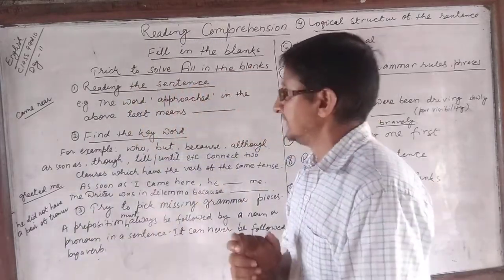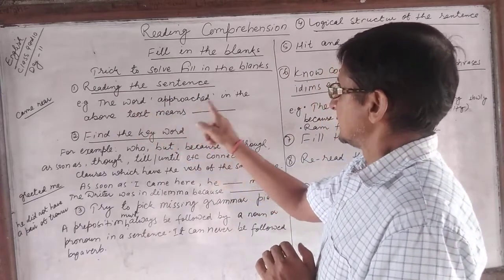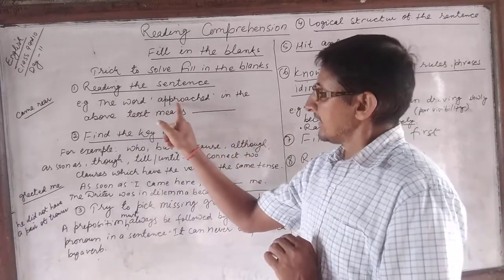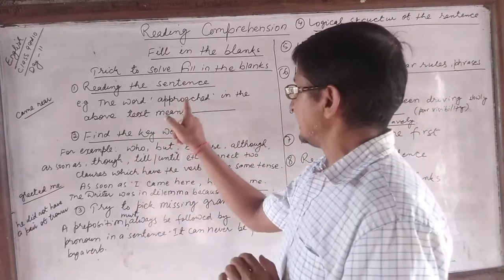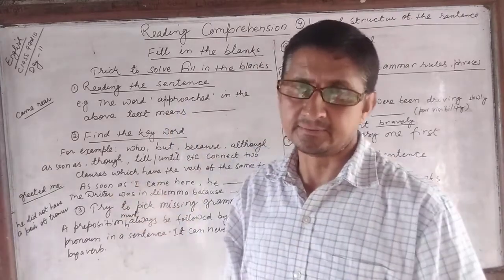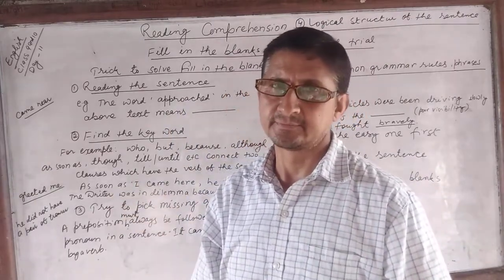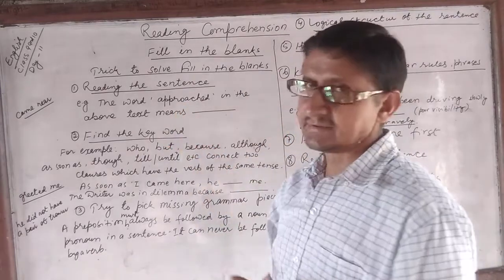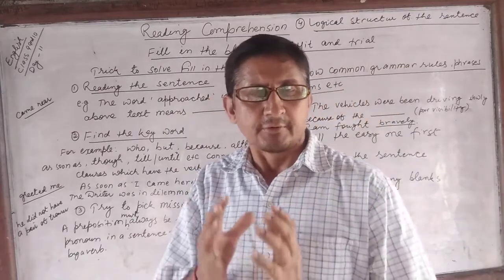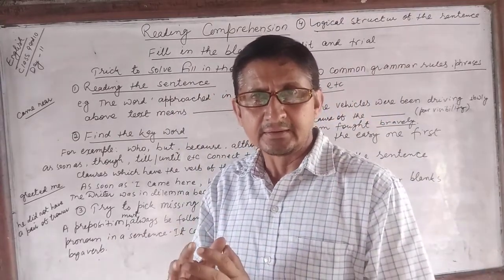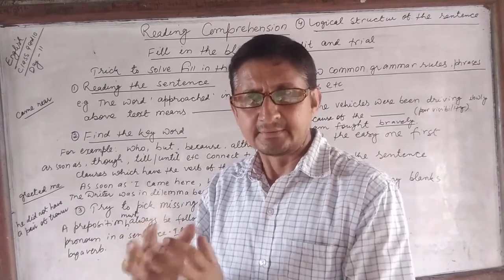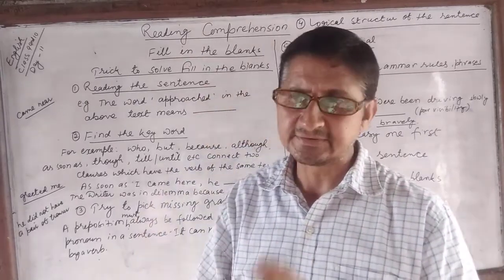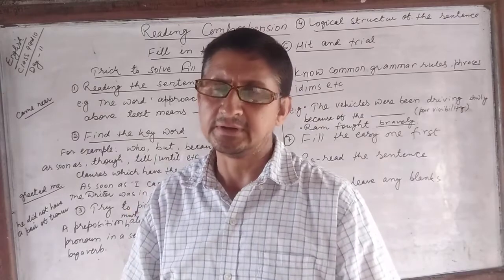Let's see one example. The word "approached" in the above text means, here is the blank. If you read this, the sentence is asking for a similar meaning, asking for a synonym. Another thing, the word is in past tense. So you have to find a meaning that must be in past tense. In this way, by reading the sentence, you have to find the crux of the sentence, the main important part of the sentence.